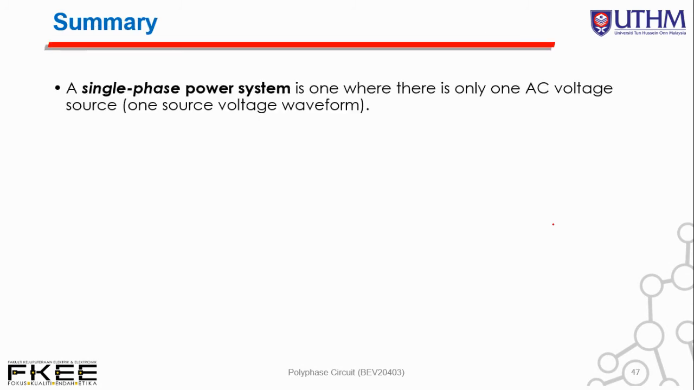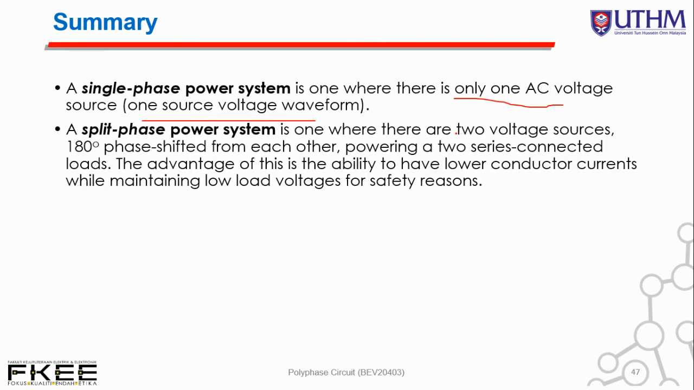So summary. A single phase power system is one where there is only one AC voltage source, one source voltage waveform. A split phase power system is one where there are two voltage sources, 180 degrees phase shifted, which we saw at the beginning of this topic, powering two series connected loads. The advantage is the ability to have lower conductor currents while maintaining low load voltage for safety reasons.